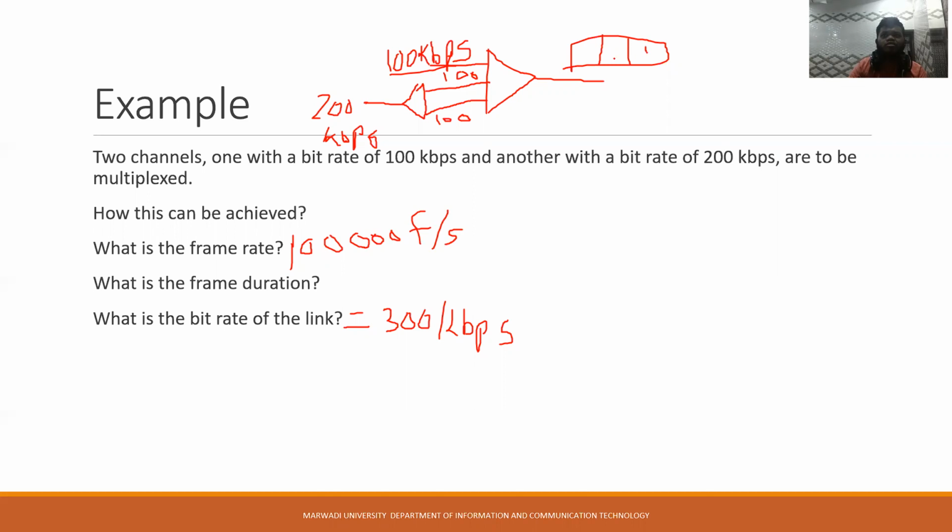So each frame is carrying 3 bits, one each of A, B, C. Let's say, for example, we want to send 100 kilobits of each channel, and each frame has one bit of each channel. So we need to send 100,000, or 1 times 10 raised to 5, frames per second. And the frame duration would be the inverse of this, so 1 upon 10 raised to 5, which is 0.00001 seconds. This would be the frame duration.